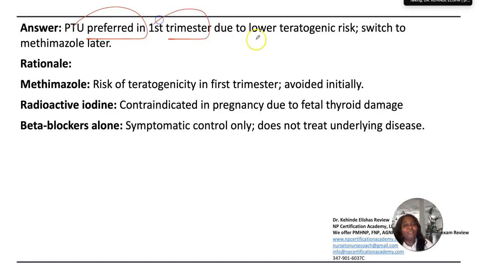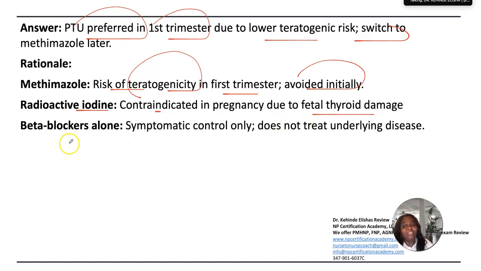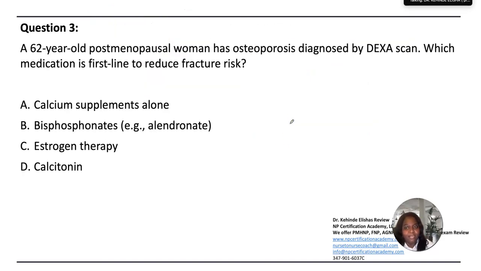PTU is preferred 100%, everybody, due to lower teratogenic risk. Switch to methimazole later when the baby is already formed. Now, methimazole carries a risk of teratogenicity in the first trimester, so you want to avoid it initially. Radioactive iodine is contraindicated in pregnancy due to fetal thyroid damage. Beta blockers alone give symptomatic control only and do not treat the underlying disease.